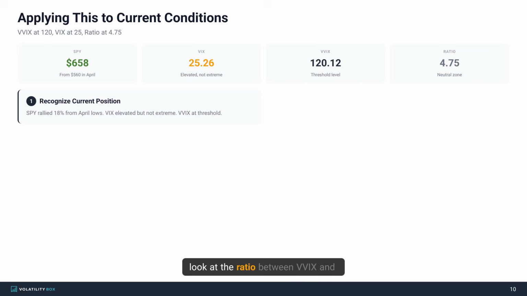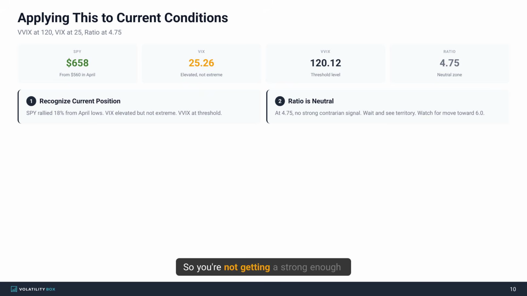Second, we look at the ratio between VVIX and VIX. Currently, this ratio is at 4.75. So you're not getting a strong enough contrarian signal, in my opinion. You're in wait and see territory. If VVIX climbs higher while the VIX stays flat, that ratio would start to push 6.0, and that's where it starts to become an early warning signal.